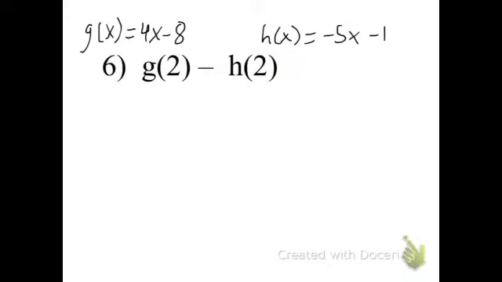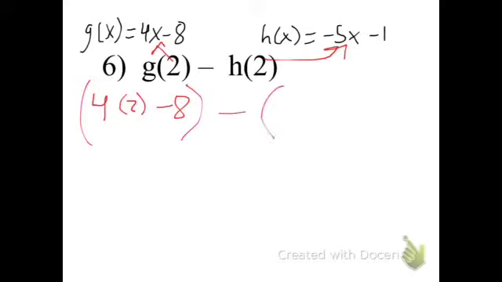Moving on to 6. These ones are kind of like tempting you to put 2 in first. Might as well. Let's do it on this one. So we're going to put 2 in for the x values. And then combine our functions here. Subtract negative 5 times 2 minus 1. So 4 times 2 is 8. Subtract 8 is, well, just 0.